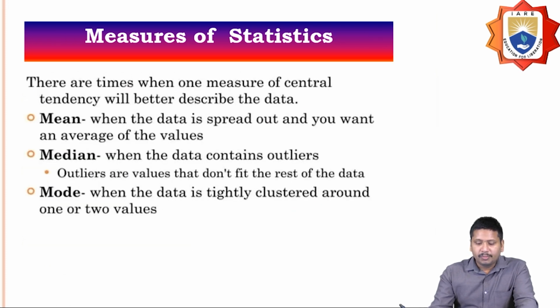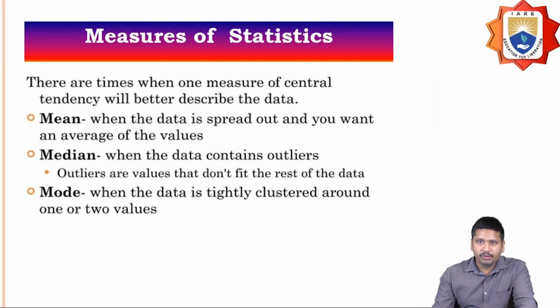There are many times when we measure central tendency, and it is better for describing the data. For that we have the mean here, when the data is spread out and you want an average of all the values. And the median is used when the data contains outliers. Outliers are values that don't fit with the rest of the data.